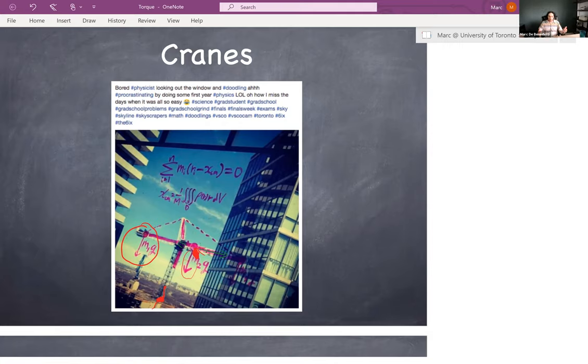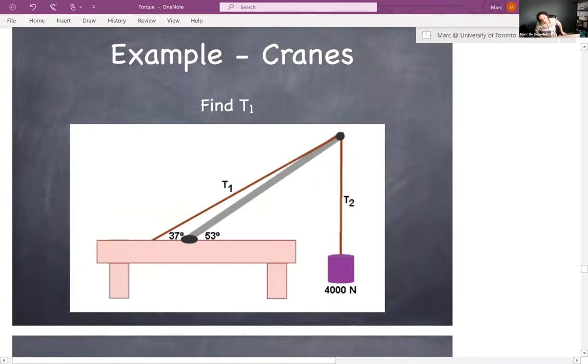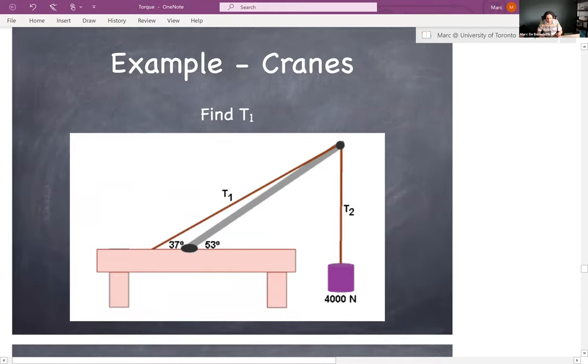So hopefully you can appreciate the course image now. It is a reflection of everything we've studied up until this point. F net equals MA, rotation, torque net equals I alpha, and all of that other fun stuff. Okay, I've got one more example to do here, and then we've got to move on to energy very quickly. So here's an example of a crane.